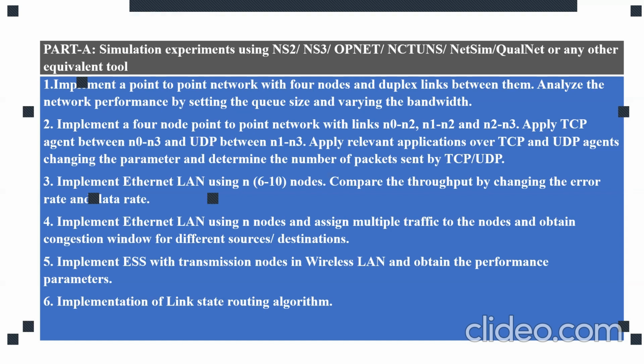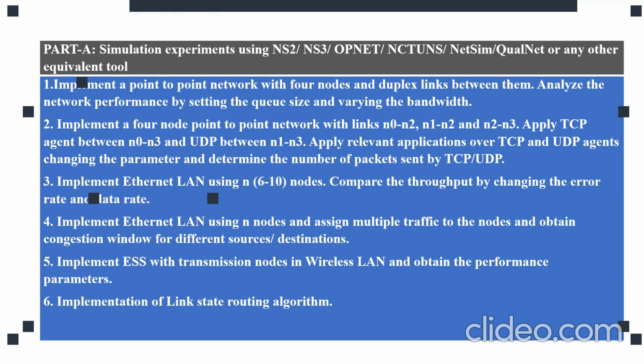And finally, the fifth experiment is using wireless LAN, how the performance parameters are measured when the nodes are set up and the packets are transferred between the nodes. And the last experiment under part A is where you will be using the link state routing algorithm. It is an algorithm which finds how data is to be routed through different nodes.